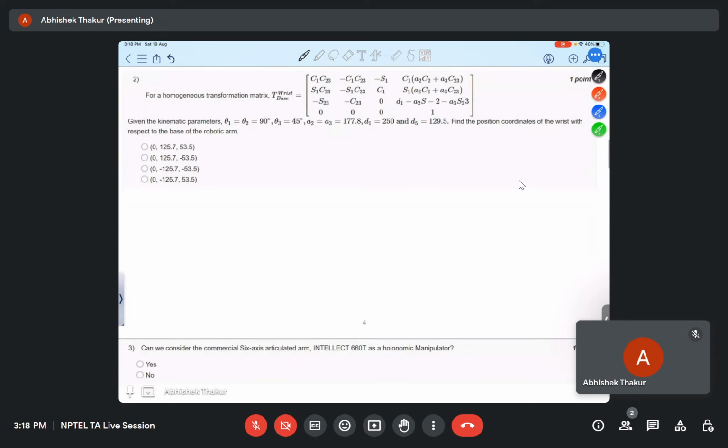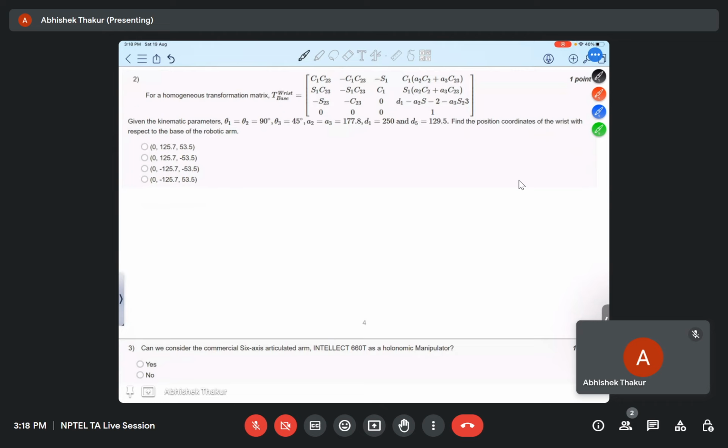So we'll move on to the next question. That is question number 2. Here it is given a homogeneous transformation matrix, that is, the transformation from wrist to base is given. So all the kinematic parameters like theta 1, theta 2, theta 3, A2, A3, D1 and D5 are given. And we have to find the position coordinate of the wrist with respect to the base of the robotic arm.